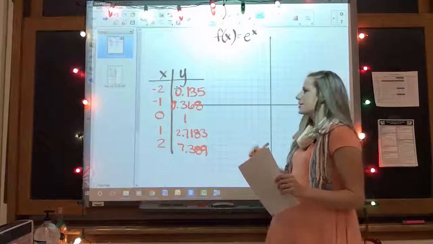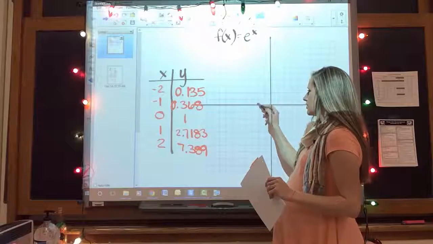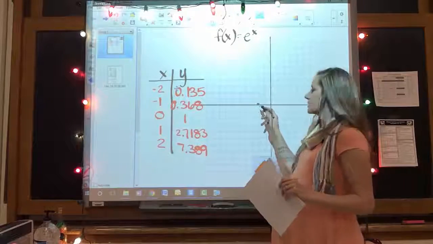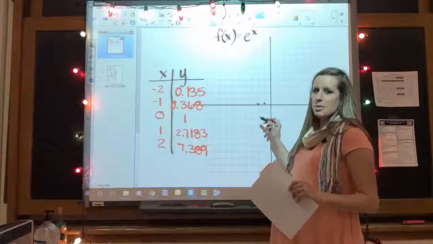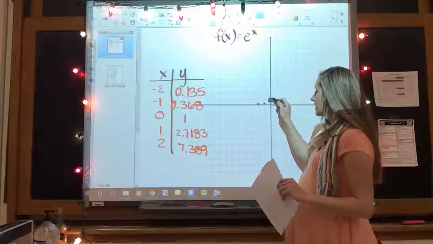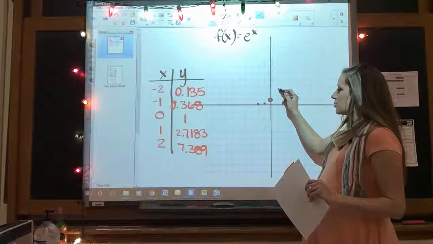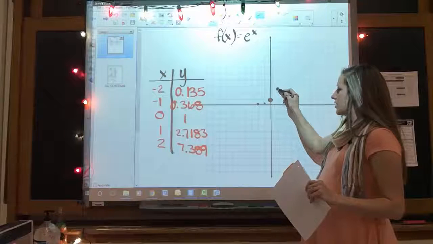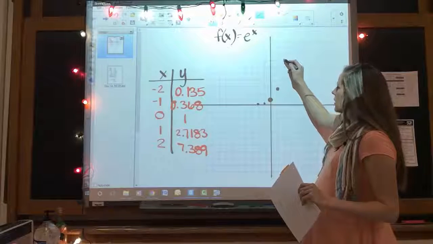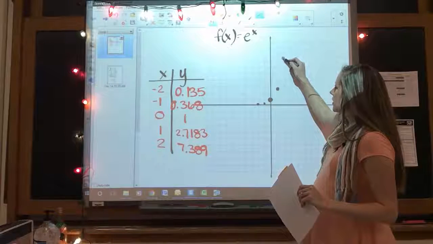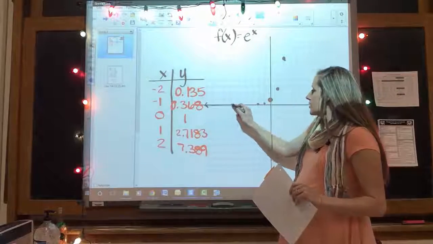It's going to be a little hard to plot these points. -2, 0.135 is going to be really, really close to that y-axis, or the x-axis. I'm sorry. -1, 0.368 is going to be a little bit higher, but not much. 0, 1, that's an easy one to plot, finally. 1 and 2.7183 is going to be somewhere in here. 2 and 7.389 is somewhere in here. Like I said, just do your best. Okay? And then draw your curve.